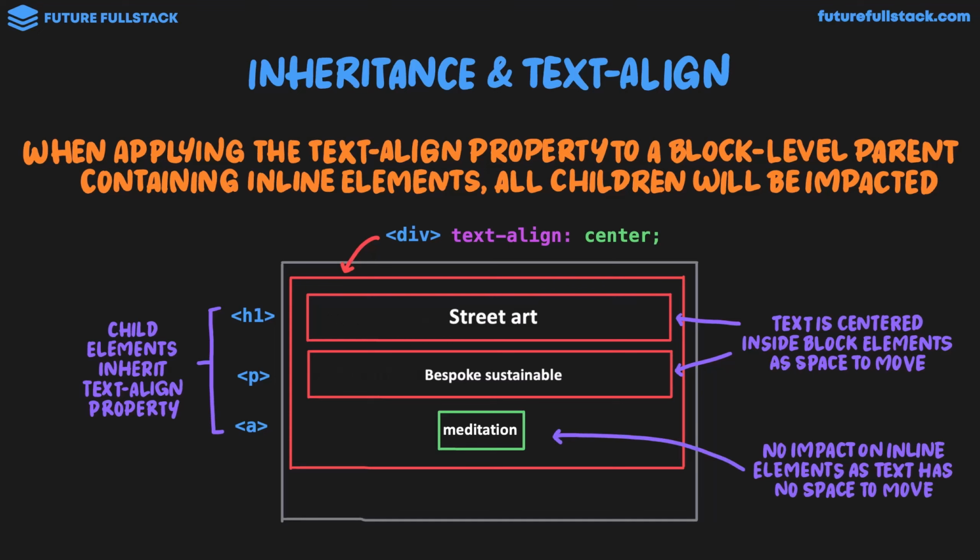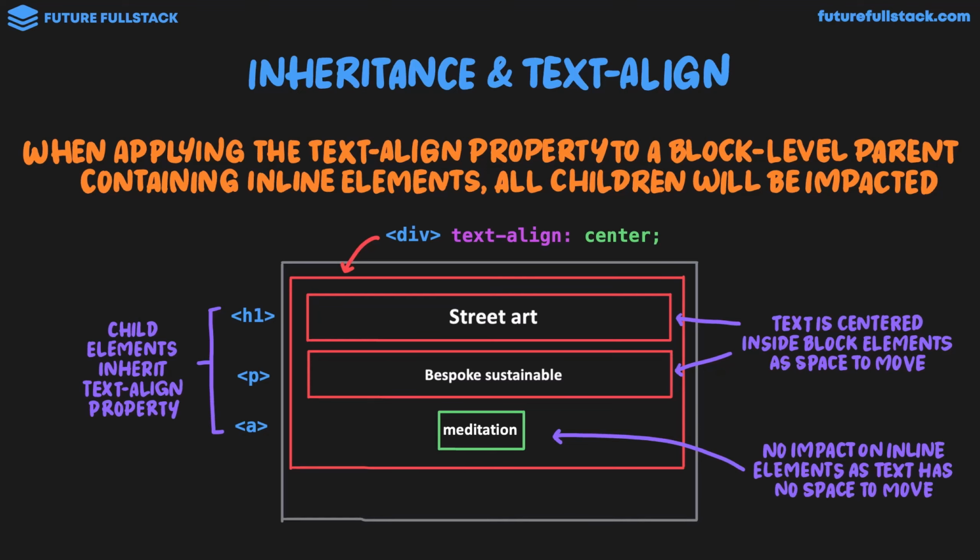When you try to apply text-align center onto an anchor tag, it won't move. And in this case, the text-align center property has been inherited from the parent div. So the net effect from these two different things going on is that both the block elements and the inline element are centered. Now, at the end of the day, you just need to remember that when you apply the text-align property onto a block-level container like a div, everything inside it will get centered.